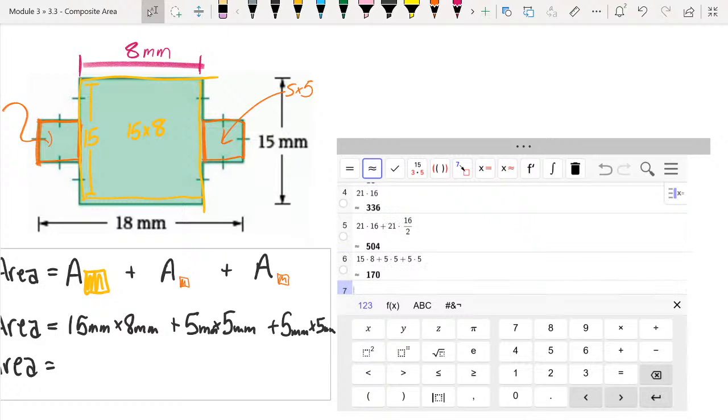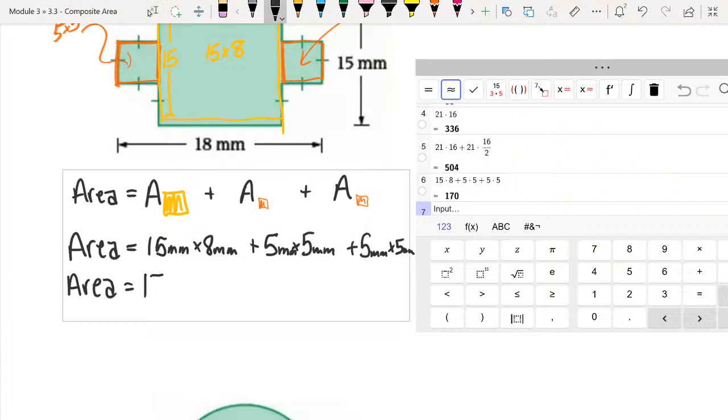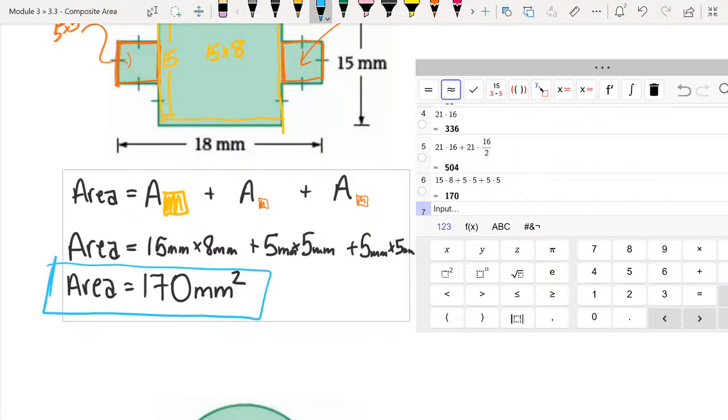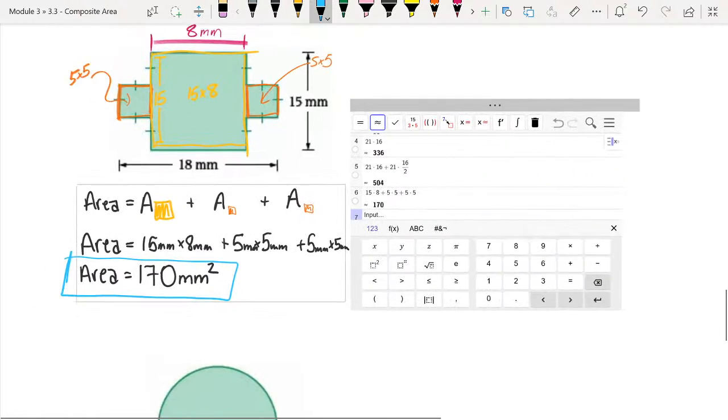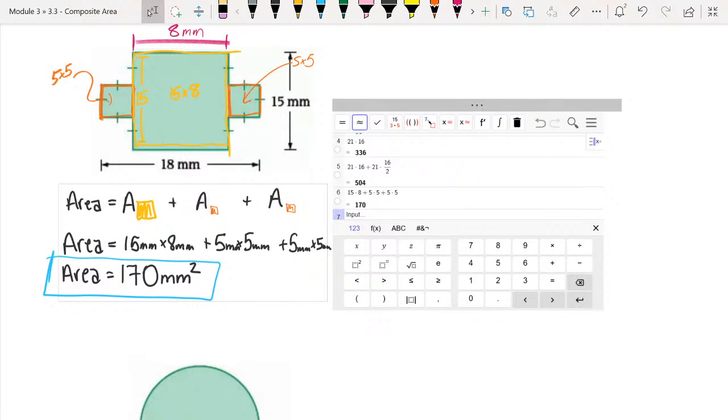And then we can just press enter on that, and we get an area of 170. And again, these were all measured in millimeters, but it's a two-dimensional shape, so it's got to have a two-dimensional unit. It'll be millimeters squared. There we go. And I'll move this calculator down again.